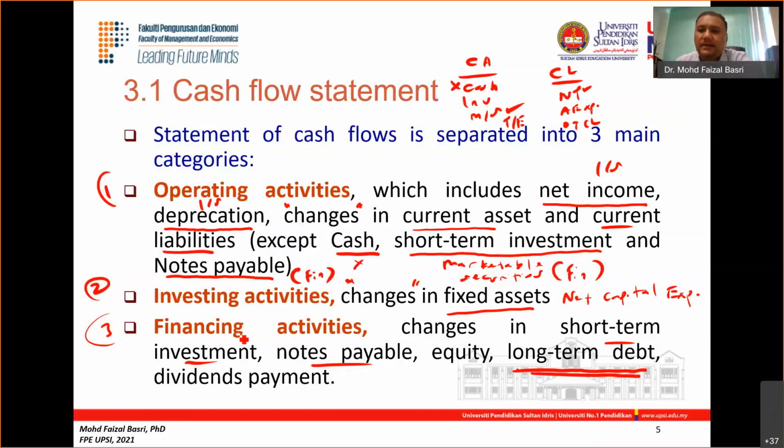Right? And on top of the long-term liabilities, we have equities. Equity will be part of financing as well. Okay.